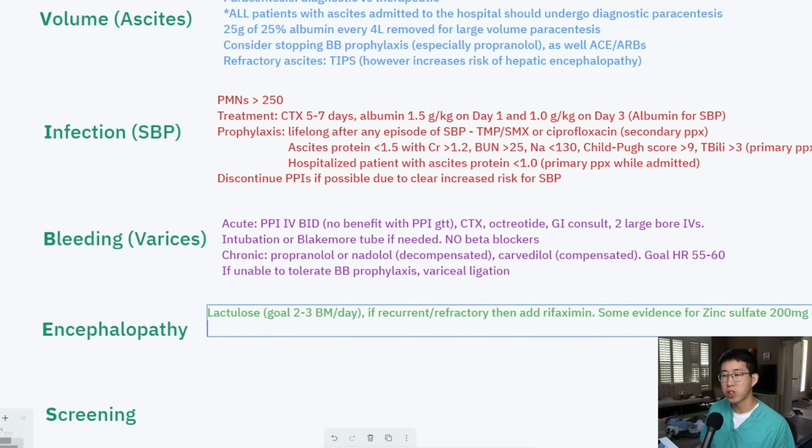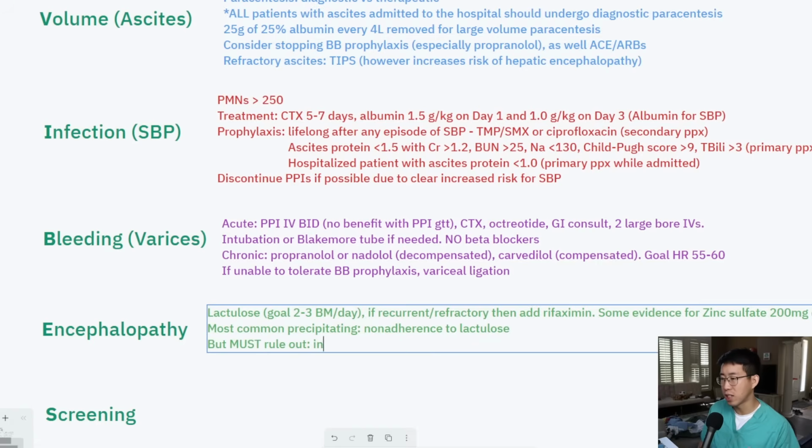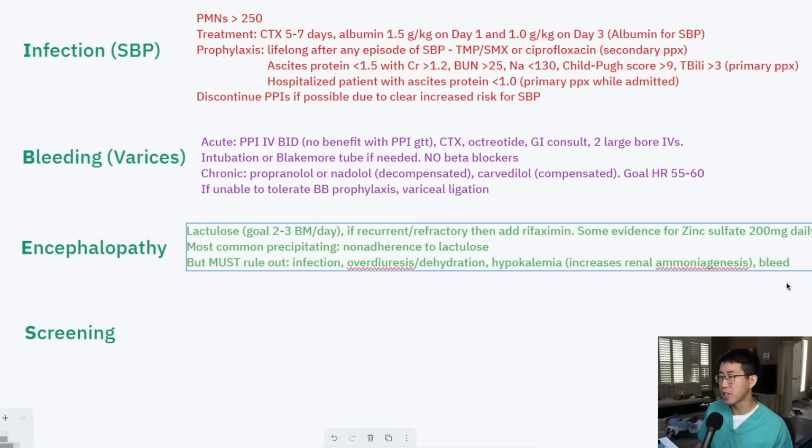One of the things that we have to do is rule out any precipitating factors. So the most common precipitating factor is non-adherence to lactulose, but it becomes very easy for people to just anchor on that and not fully rule out other causes of their hepatic encephalopathy. So it's very important to rule out infection, overdiuresis, or dehydration. Hypokalemia is actually a really big one because when you have this going on, you actually have increased ammonia production in your kidneys. A GI bleed is also another potential precipitant of hepatic encephalopathy.